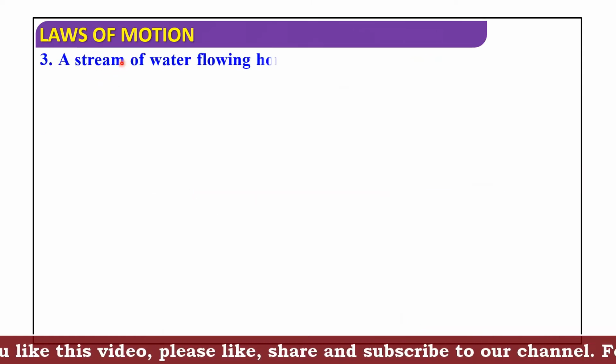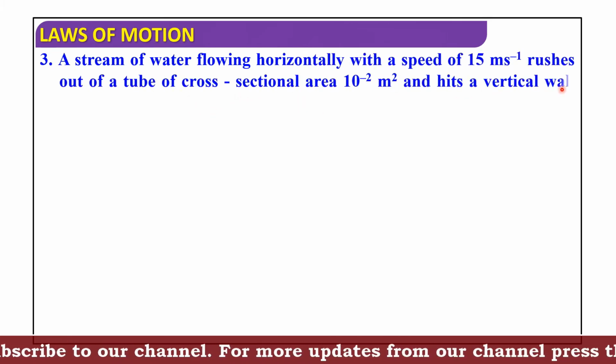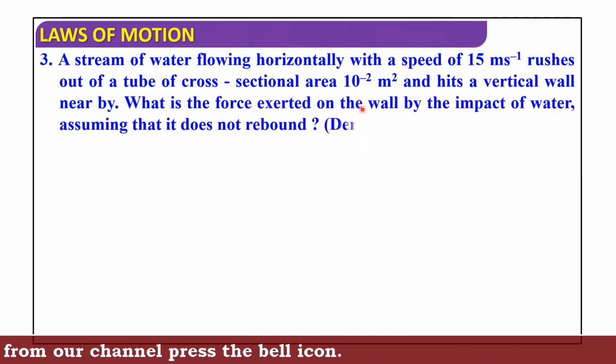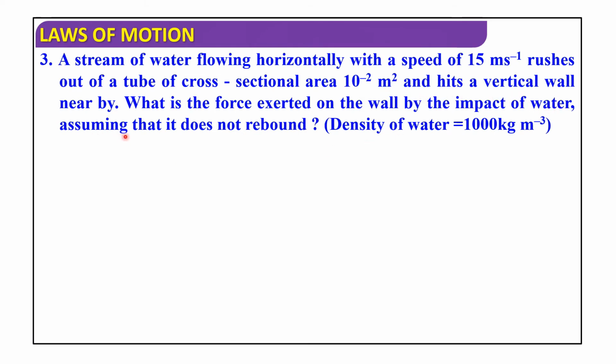Third one: a stream of water flowing horizontally with a speed of 15 meters per second rushes out of a tube of cross-sectional area 10 to the power of minus 2 meters square and hits a vertical wall nearby. What is the force exerted on the wall by the impact of water, assuming that it does not rebound? The given density of water is 1000 kilogram per meter cube. Now let us go to the solution.